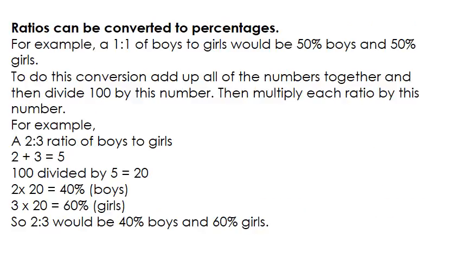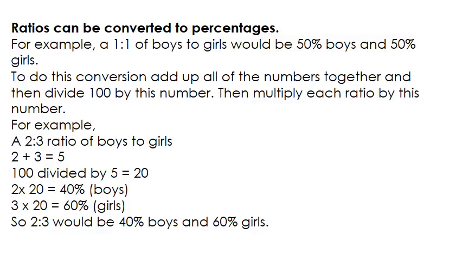Now, if we have a ratio, we can convert it to a percentage. So, for example, if you had a 1-to-1 ratio of boys to girls in the classroom, then that would be 50% boys and 50% girls. So in that case, you could probably figure that out in your head without doing anything complicated. But it's best to have a step-by-step method for the ones that are a bit more tricky.